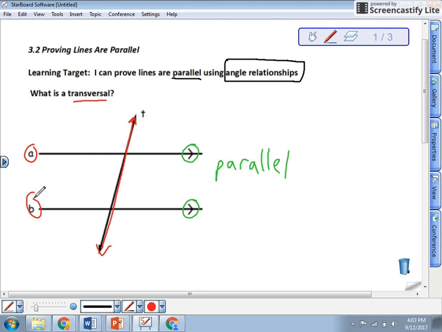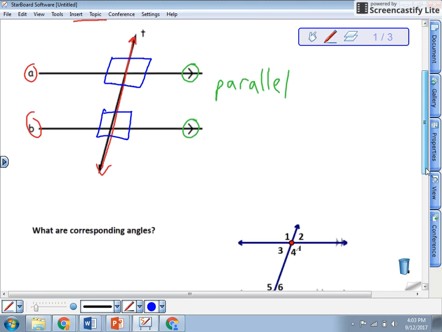So now we know that a transversal forms these two different sets of angles, and those angles have relationships. There's four on top, four on the bottom, right? Four angles are formed when we have those intersecting lines.